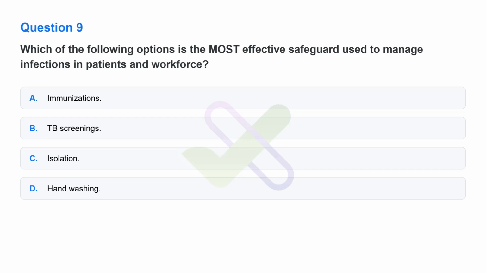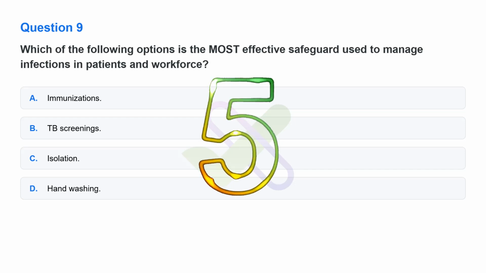Which of the following options is the most effective safeguard used to manage infections in patients and workforce? A. Immunizations. B. TB screenings. C. Isolation. D. Hand washing.